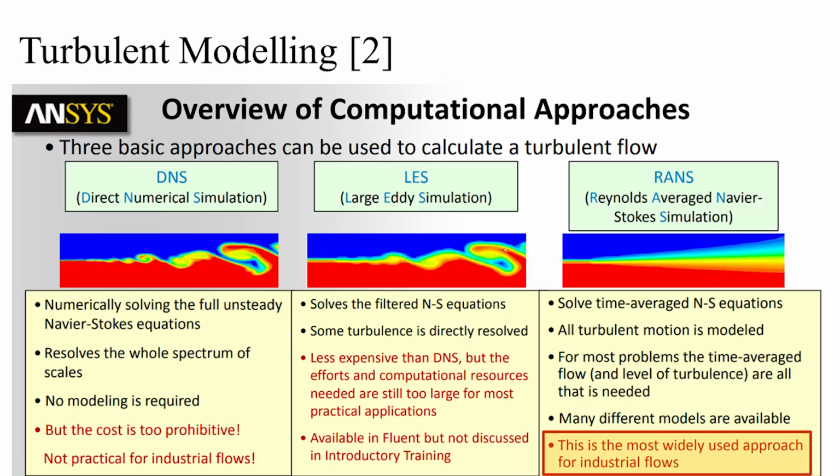There are 3 approaches to solve turbulent flow. First is DNS, direct numerical simulation, in which the fully unsteady Navier-Stokes equations are solved. But this comes with very high computation resources and time. Thus, it is not feasible for common turbulent flow. Second is LES, large eddy simulation, where some turbulence is directly solved. This technique is less expensive than DNS, but its application is very limited. Third is RANS, Reynolds-averaged Navier-Stokes simulation, which solves the time-averaged Navier-Stokes equations. This approach is widely used in applications.